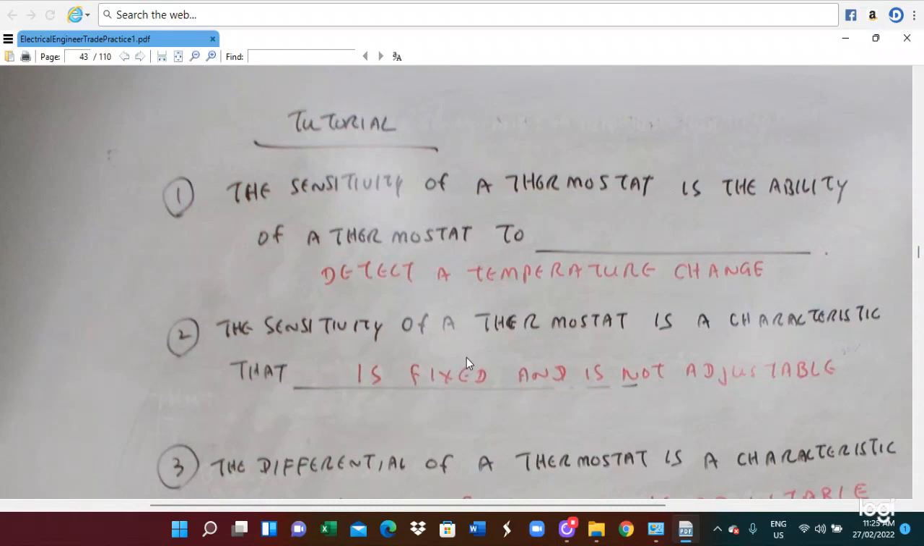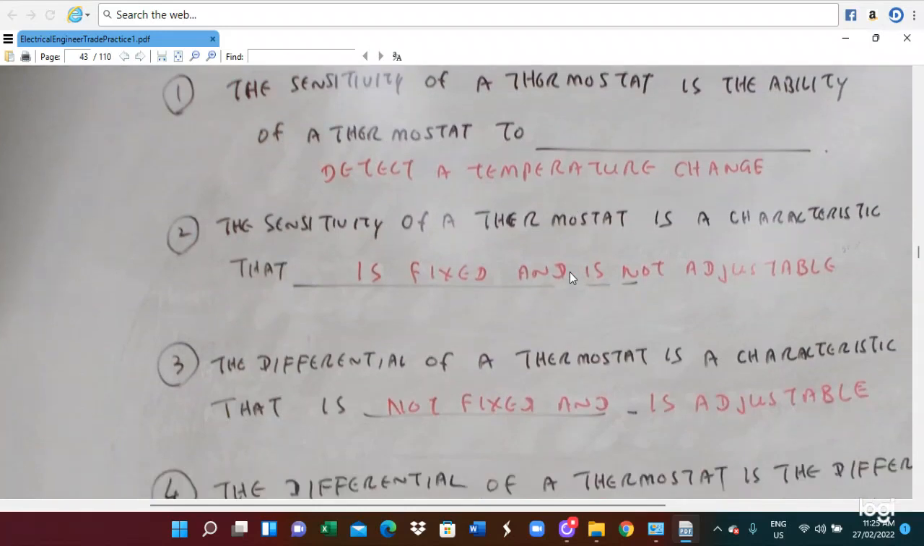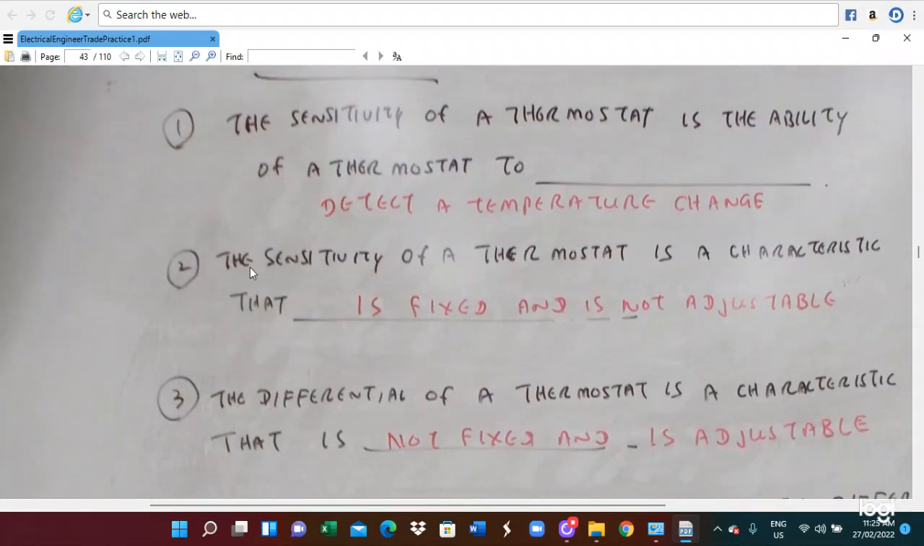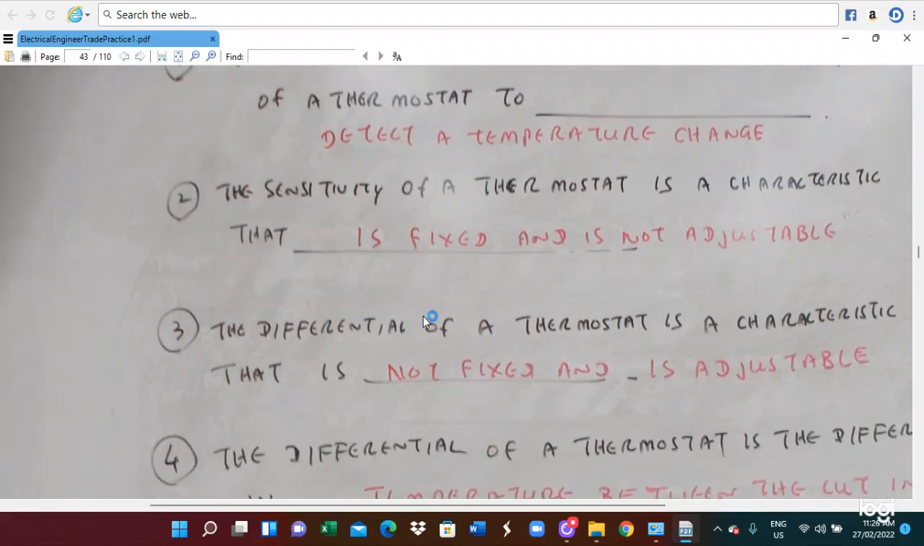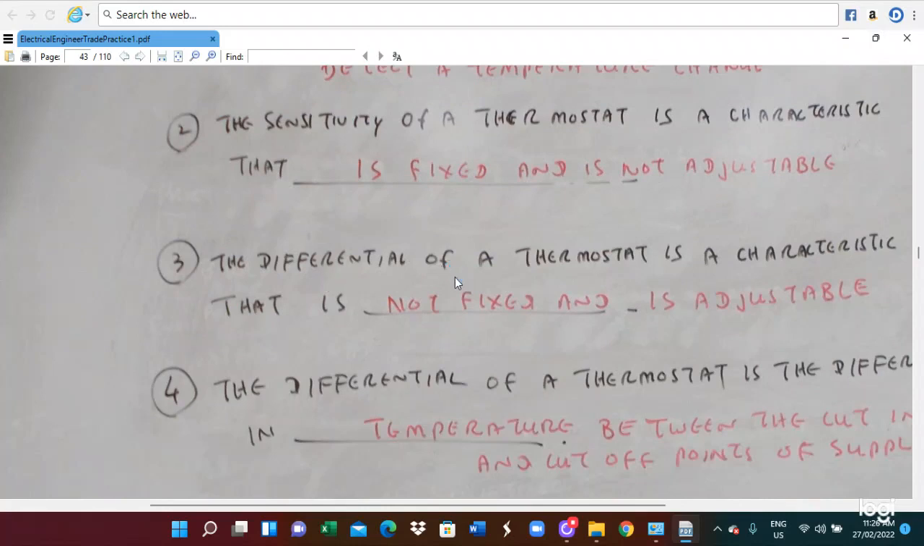The sensitivity of the thermostat is the ability of the thermostat to detect the temperature change. When the temperature changes, the thermostat must detect it and perform the appropriate function. The sensitivity of a thermostat is a characteristic that is fixed and not adjustable. The differential of the thermostat is a characteristic that is not fixed and is adjustable.